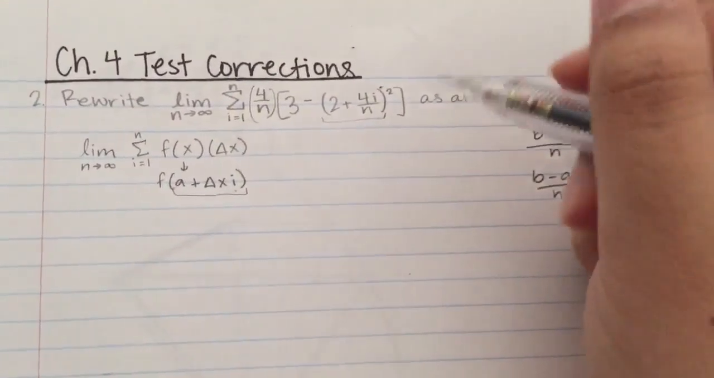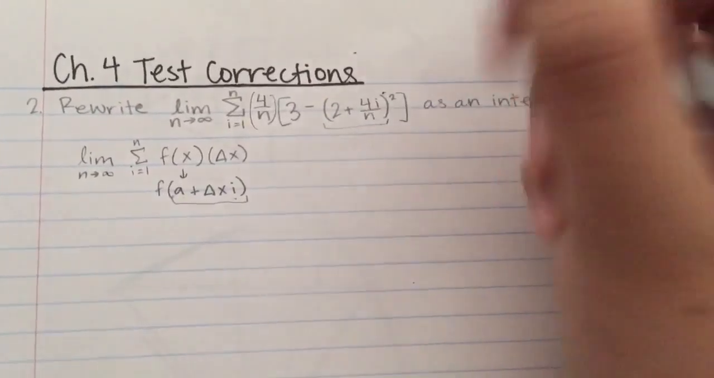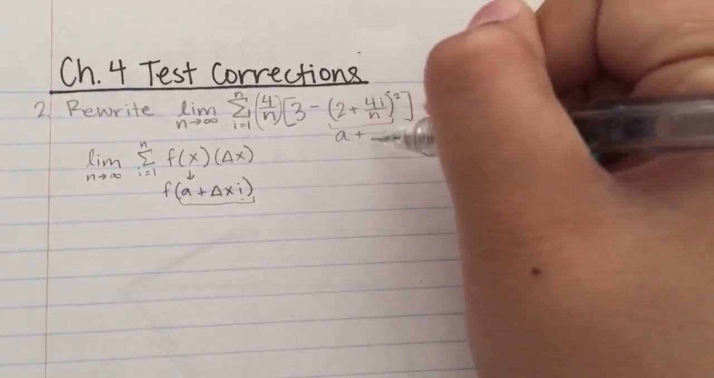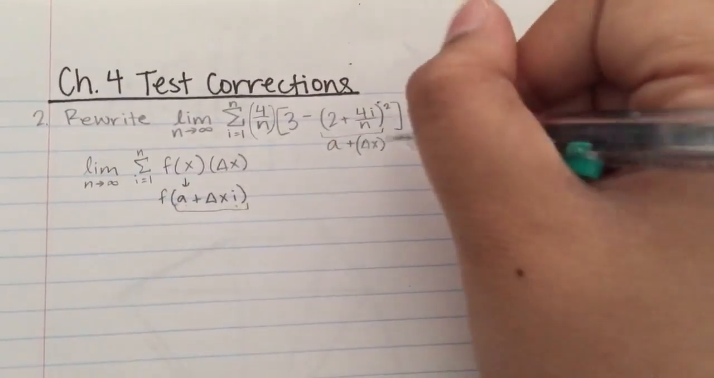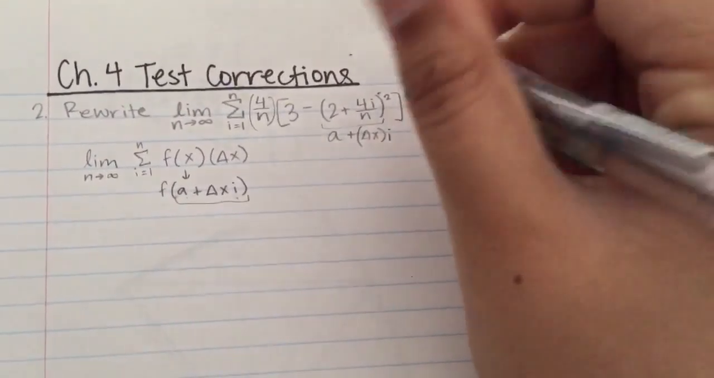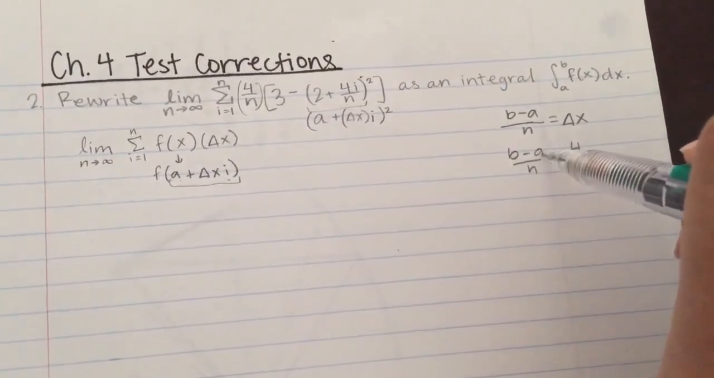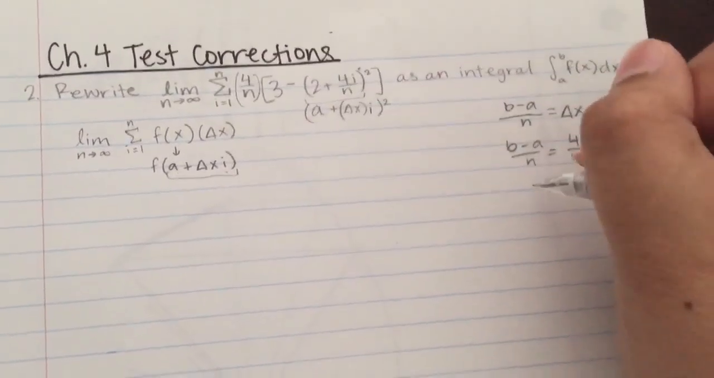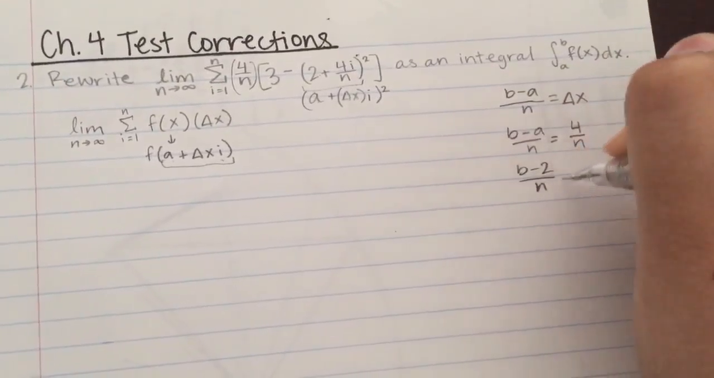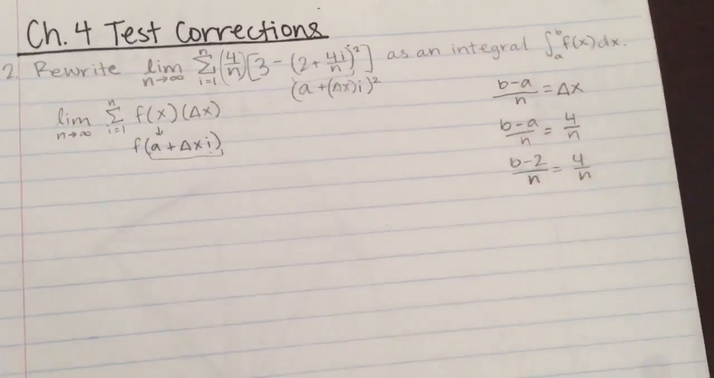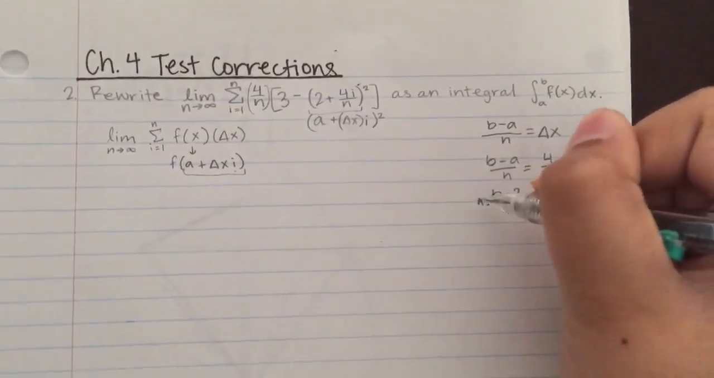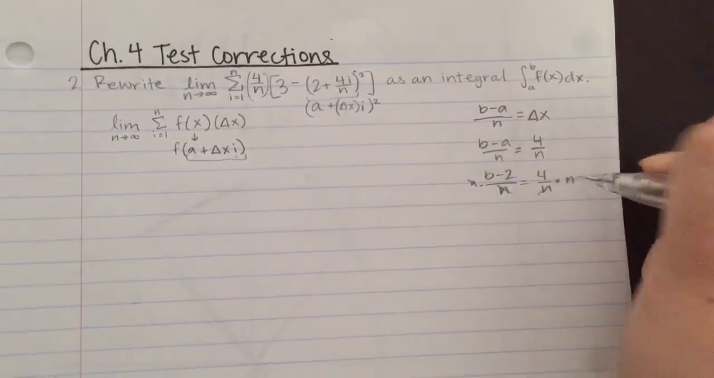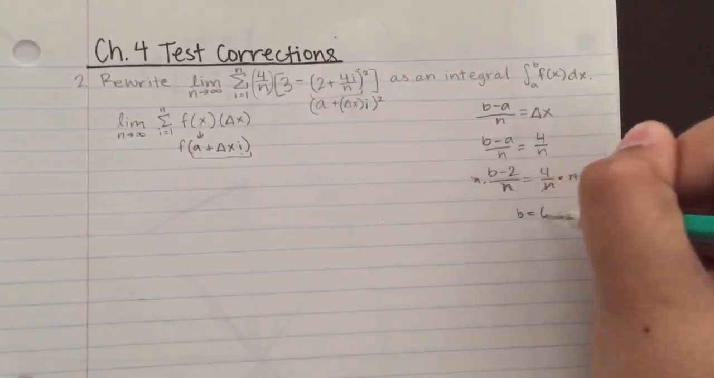So when we look back here, a is this 2 here, and then the 4 over n is the change of x, which is the same as over here, times n, and then all of this is squared. So what you take for the a here, they give you that it's 2, so you can plug in b minus 2 over n equals 4 over n. And then from here we can cancel out these n's. So then we find that b equals 6.